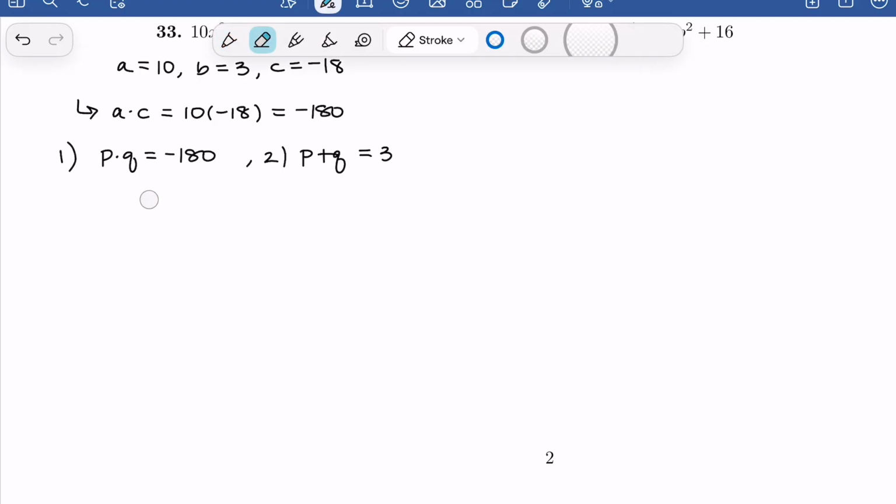So we don't run out of space, I'm going to erase this here, but that is how we get these values for P and Q. P is going to be 15, and Q is going to be negative 12.